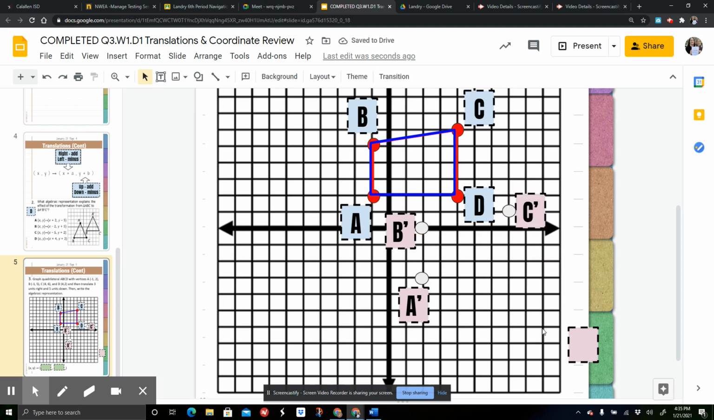Okay, and then the last point is D. And I'm going to start there and go 3 to the right. 1, 2, 3, and then 5 down. 1, 2, 3, 4, 5. And then label that point as D prime.